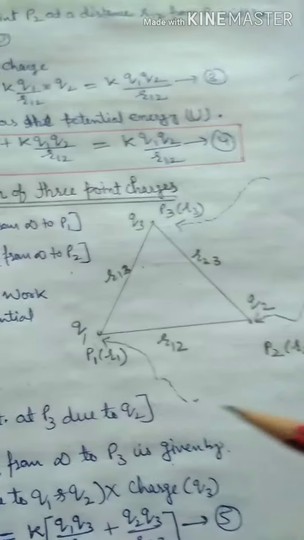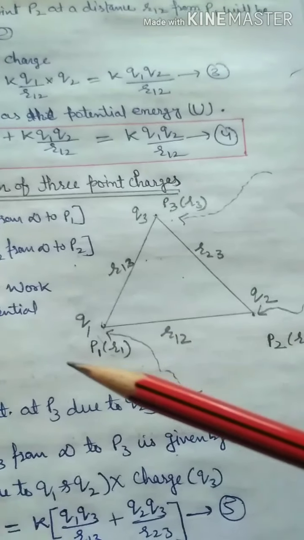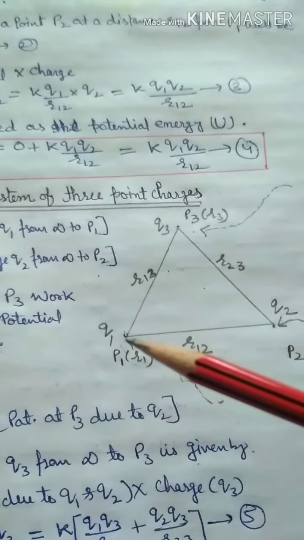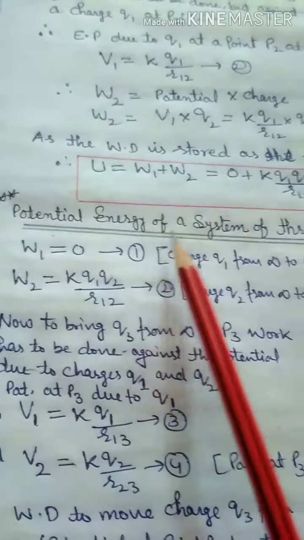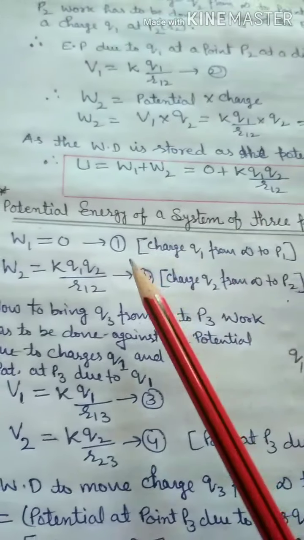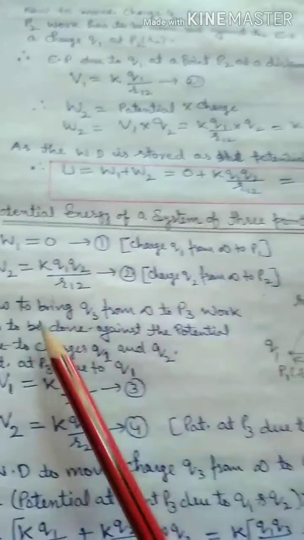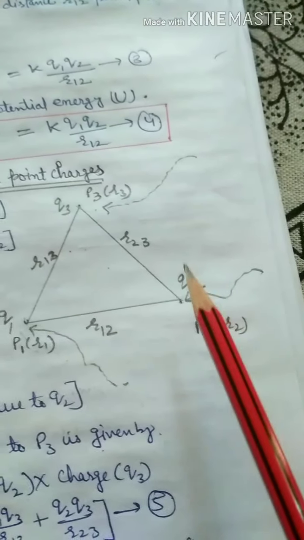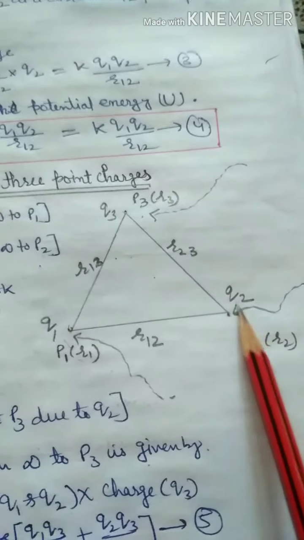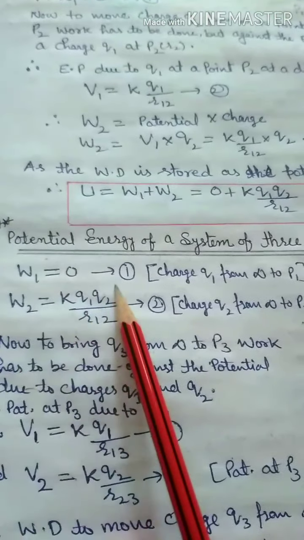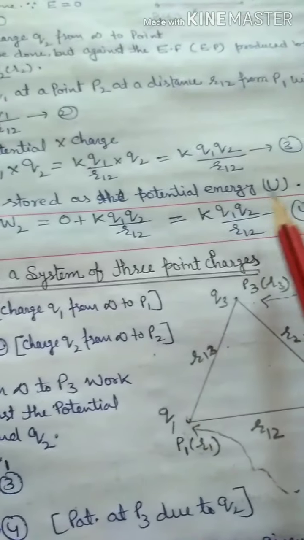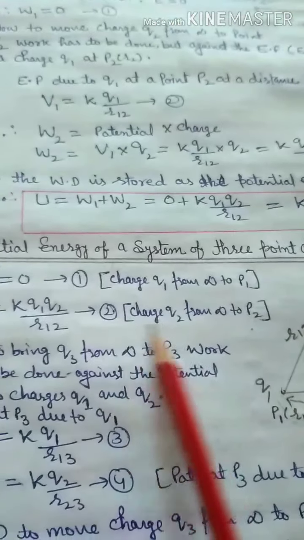Now first of all, to bring a charge Q1 from infinity to point P1, no work has to be done because there is no electric field. Therefore W1 equals 0, already discussed in the last article. Now to bring a charge Q2 from infinity to point P2, work has to be done against the potential produced by Q1 at point P2. So the work done W2 is K Q1 Q2 upon R12. Directly we have to use this relation from the last article.